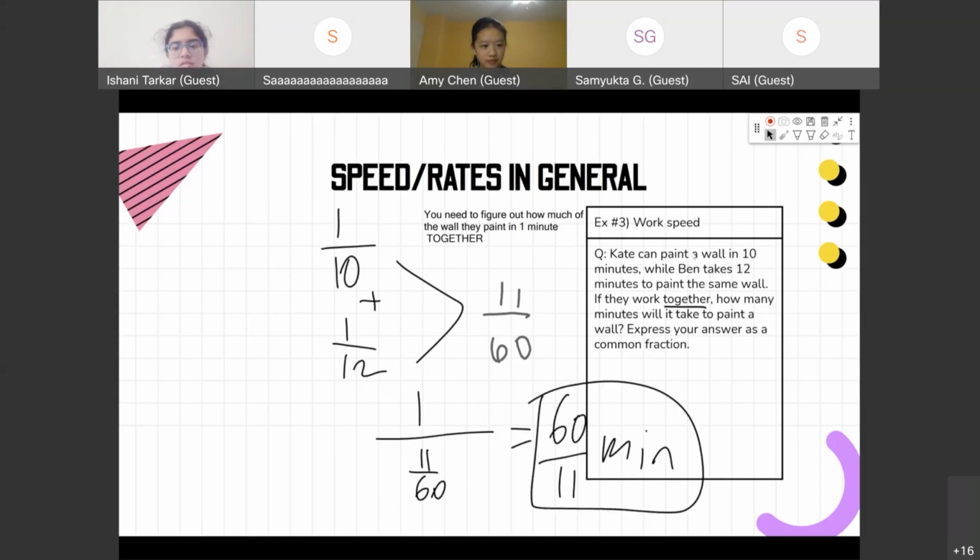Any questions about this? Also, I'd like to clarify that the reason we are finding the reciprocal is because we are painting one whole wall, and we know the rate, how much they paint in 1 minute. So they're painting one wall, and they're painting 11/60 walls per minute. When we divide by 11/60 walls per minute, the walls are now in the numerator and the denominator, so they cancel out, and we're only left with the unit of minutes, which is why we find the reciprocal. Essentially, all we want to do is cancel out the units that we aren't using.